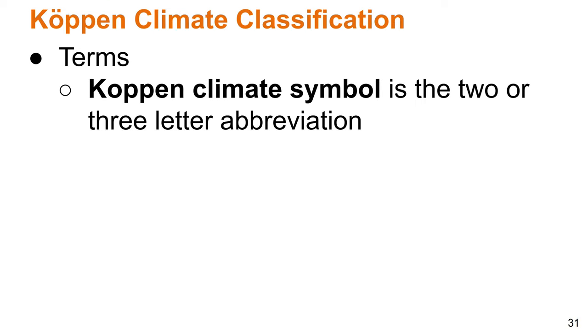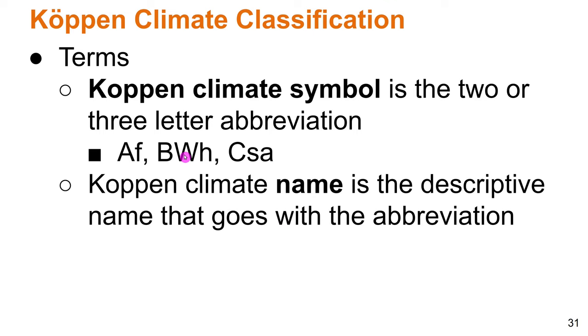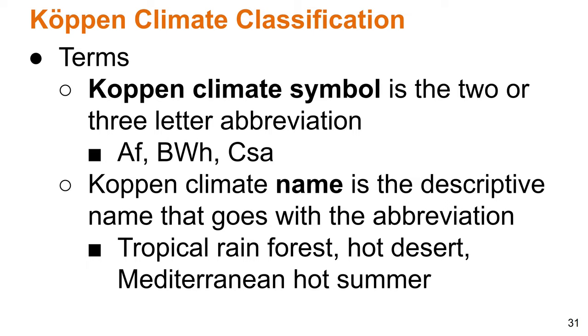Some terms. The Köppen climate symbol is the 2 or 3 letter abbreviation. Oh, hey, this is review. Sweet. AF, BWH, CSA. And the capitalization is important, that it's only the B's that have 2 first letters that are capitalized. Everybody else, the first letter is capitalized, and then the second and third are lowercase for everything but the dry climates. The Köppen climate name is the descriptive name that goes with the abbreviation, like tropical rainforest, hot desert, and Mediterranean hot summer.